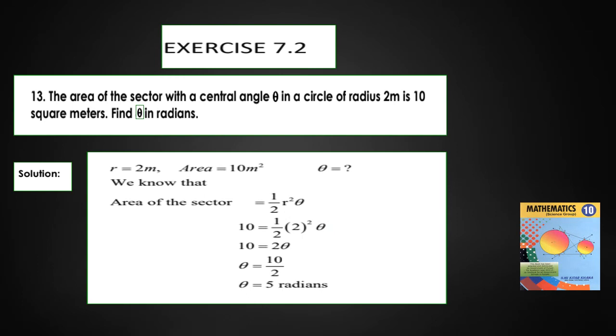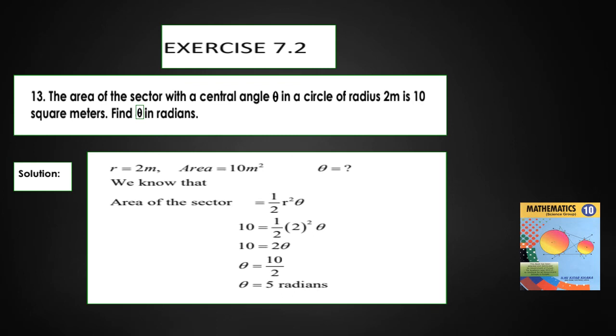Question number 13. The area of a sector with a central angle theta in a circle of radius 2 meter is 10 square meter. Find theta in radians. So R is 2 meter, area is equal to 10 meter square, and we will find theta. So we know that area of a sector is 1/2 r square theta. Area of a sector is 10 is equal to 1/2. R is 2, so 2 square and theta. We will find the value of theta.